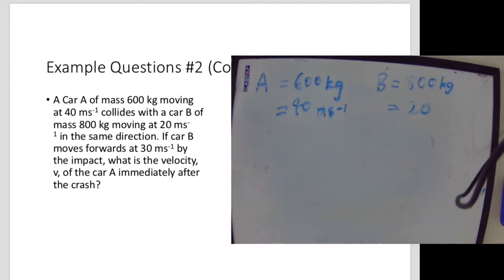Now, very important. The question says same direction, meaning both are positive. Let me repeat that. Since they're going in the same direction, both numbers are positive. If they are going in opposite directions, then one will be negative. Why? Because momentum is a vector quantity.